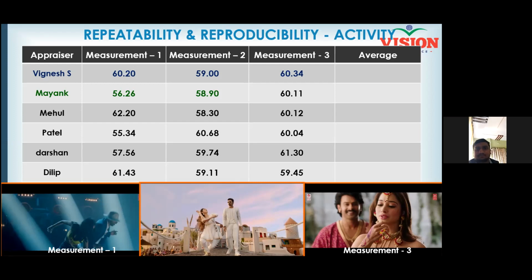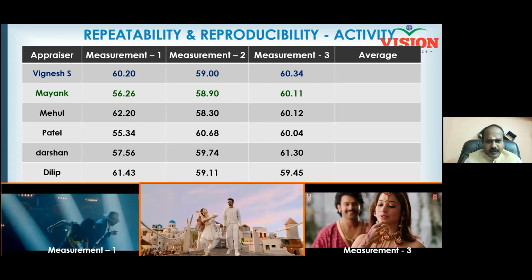Similarly, Mayank, the reading of Mayank, does it have repeatability error? Yes. So each one of you has an amount of repeatability error. So we have the responsibility to understand the quantum of repeatability error that as a team you are accumulating. The permissible error is only 10%. When you commit an error of more than 10%, your data is unworthy for any study. Isn't it? So this is the repeatability error for each appraiser.